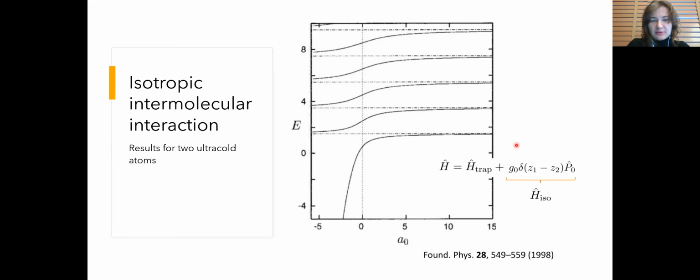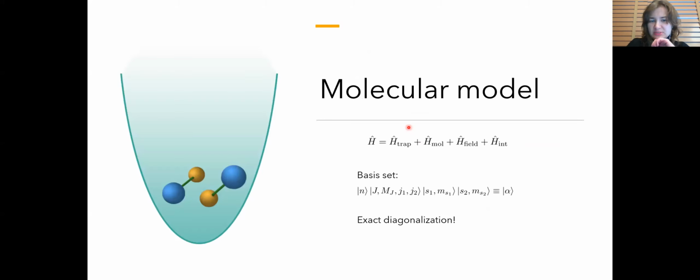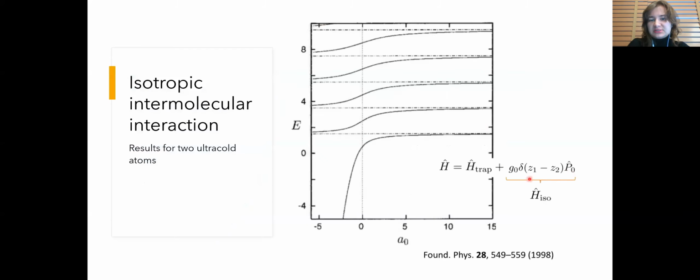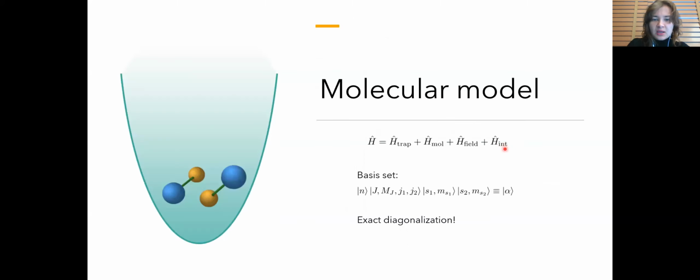So what happens in our model? Our model, we still get the trap because it's the same kind of trap. We have, however, also the part of the Hamiltonian describing the internal structure of the molecules. I will soon talk about what parts we take into account. Because we want to further control the system, we analyze how the external fields modify the response. And then we have this interaction part, which in the atomic case is only this isotropic interaction.